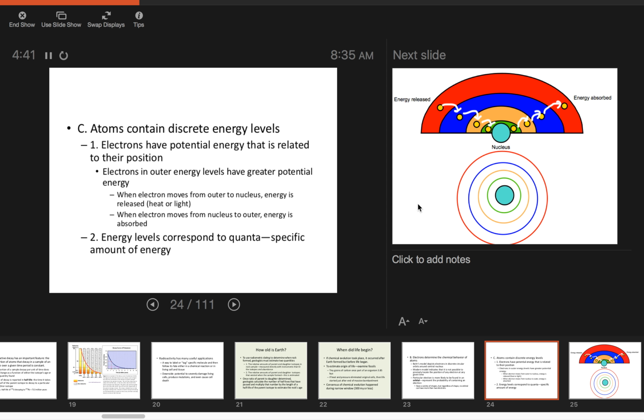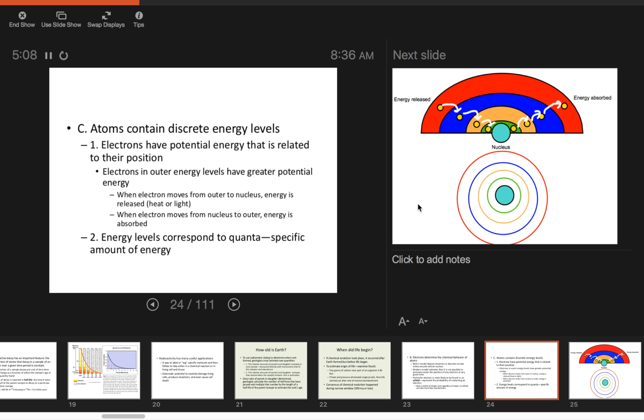So atoms contain discrete energy levels, and this is why electrons don't crash into the nucleus, because electrons have a negative charge, protons have a positive charge, and opposite charges attract. So they maintain a certain distance based on how much energy these electrons have. When electrons are found in the outer energy levels, that just means they have a greater potential energy. So when those outer electrons move closer to the nucleus, energy will be released. So I'm going to go back to my simple diagram.